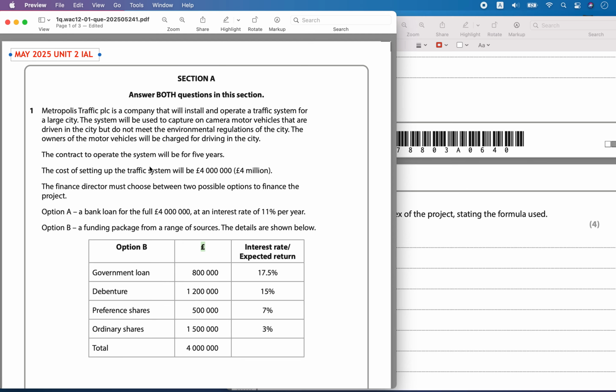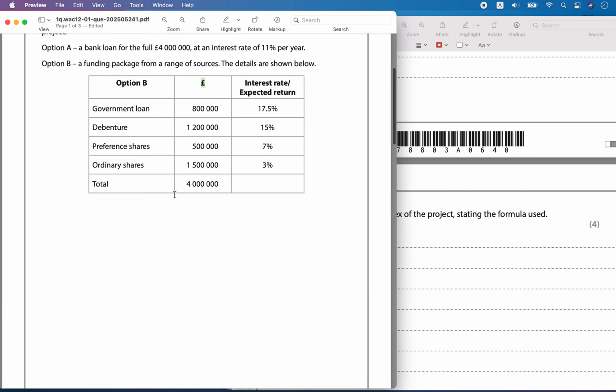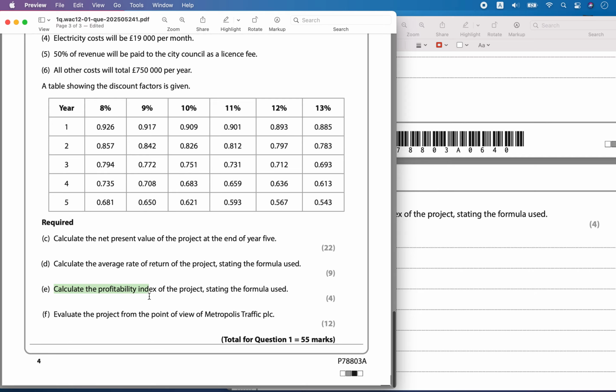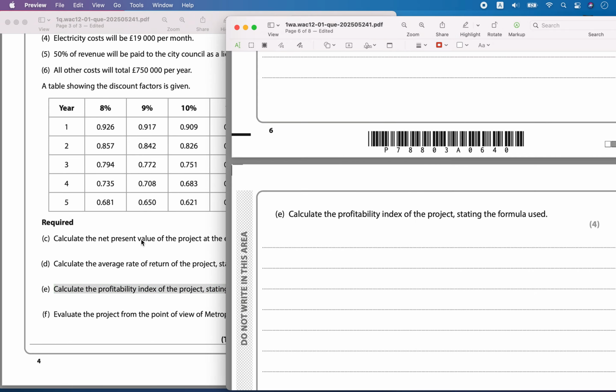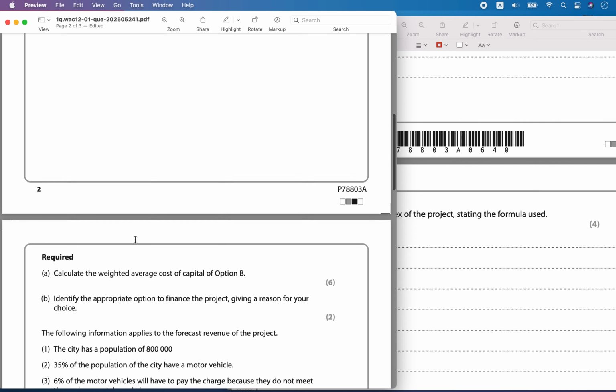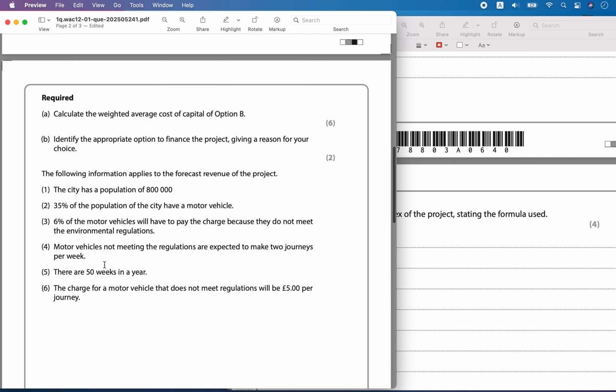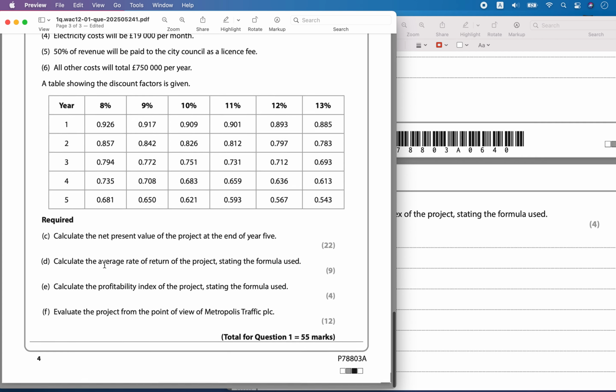Hello, today we are solving May 2025 Unit 2 IAL paper question number 1 part E. Calculate the profitability index of the project, stating the formula used. So this is a Metropolis Traffic PLC company. It is raising finance for a project through two ways. So it has explored two options, option A and option B.